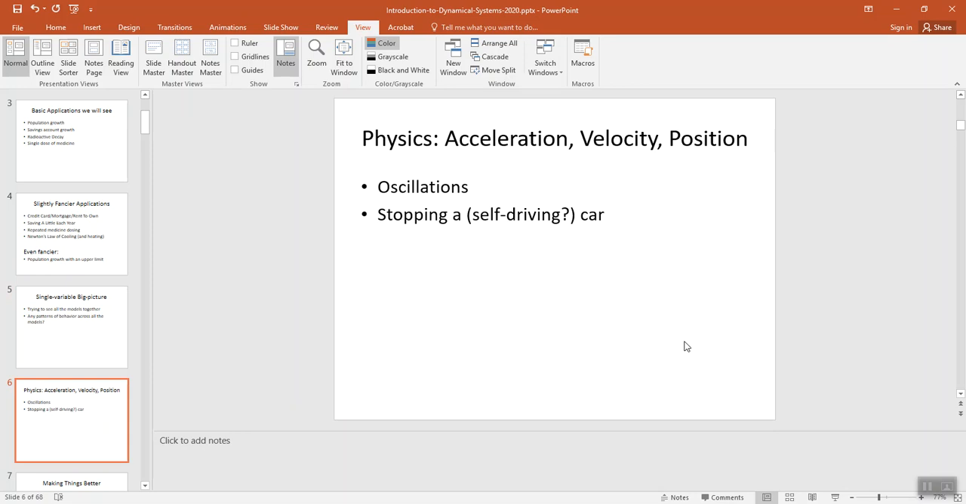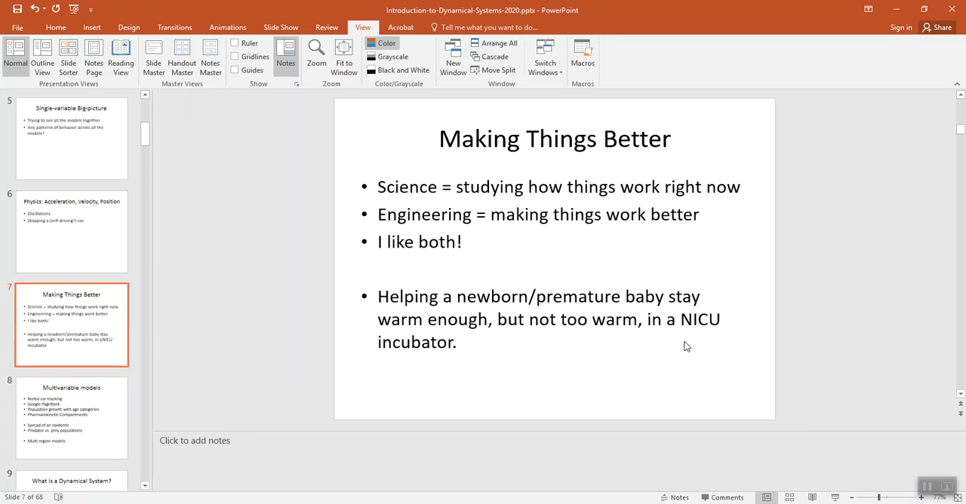We'll take a look at some physics models. Now I like science, and pretty much all the previous models we'll be talking about are science, studying how things work right now. But I also like engineering, which is making things that we have work better. And every now and then it's good to throw an engineering example in there to help people have a sense of what they can do to make the world better. So one that we'll be looking at is using dynamical systems to help a premature baby stay warm in an incubator in the neonatal intensive care unit.